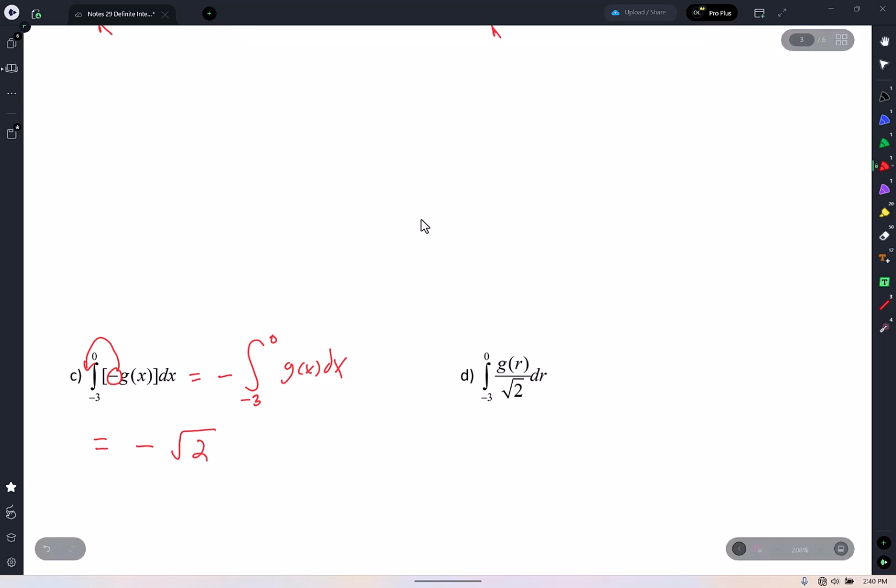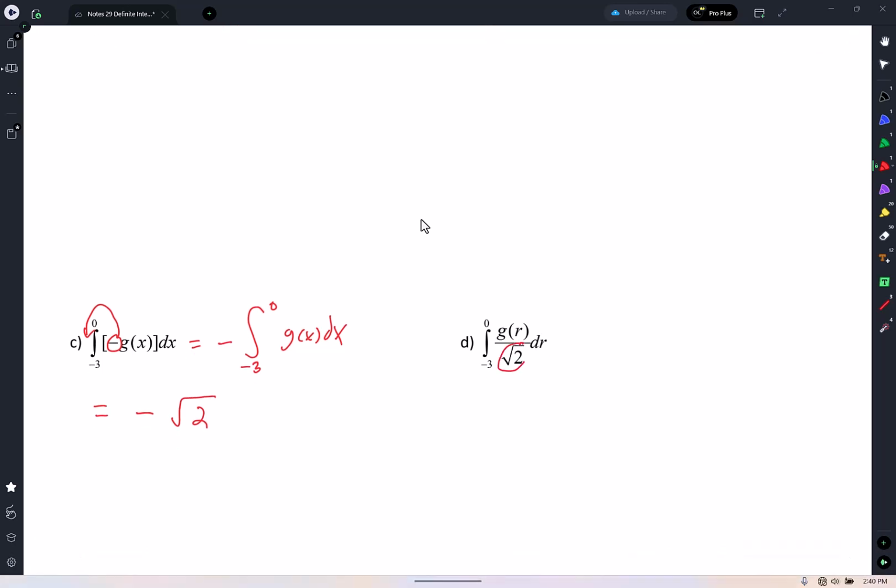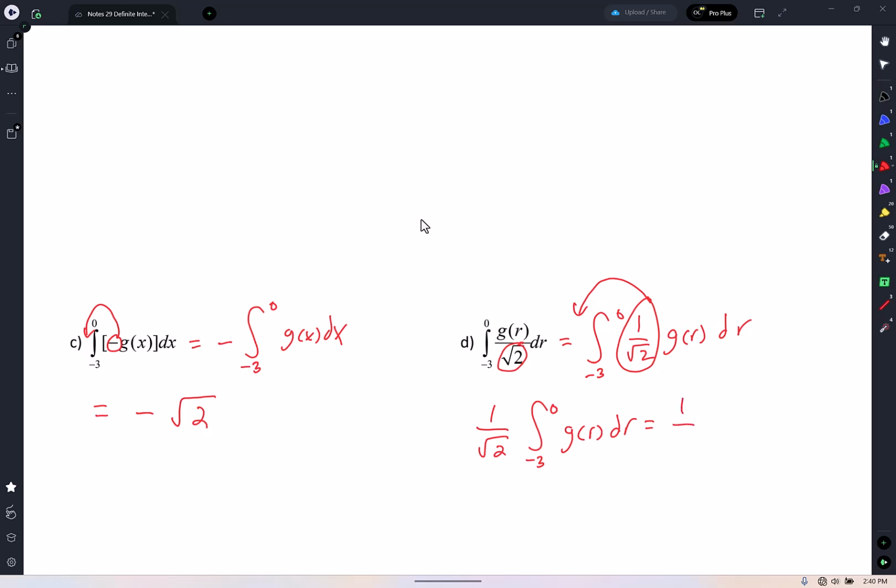Okay. Again, this is a constant. You can rewrite this as integral negative 3 to 0, 1 over square root of 2 with a g of r on the side. And then this guy, you can just move it to the front. 1 over square root of 2 integral negative 3 to 0 of g of r dr. So this is just going to be 1 over square root of 2 times square root of 2. I have a square root of 2 in the numerator. I have a square root of 2 in the denominator. So this is just going to give you 1. Or square root of 2 over square root of 2, which is just 1.